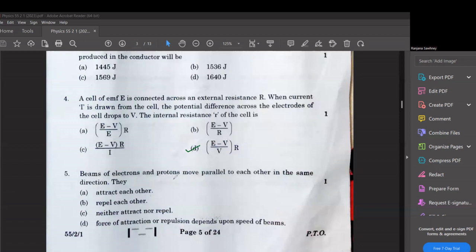Question number 5, beams of electrons and protons are moving parallel to each other in the same direction. Let the electrons be flowing in this direction. So the conventional direction of the current will be taken opposite to the flow of the electrons. So this is the direction of the current due to the flow of electrons, and the protons are also flowing in the same direction as that of electrons. So I2 and I1 are in the opposite direction, and we know that whenever two current carrying wires are parallel to each other and the current is flowing in the opposite direction, they repel each other.